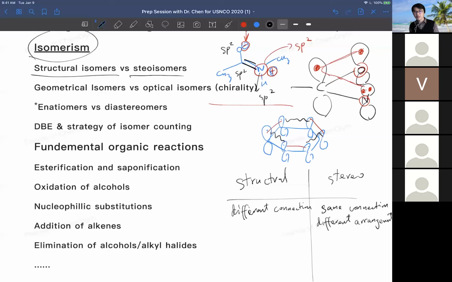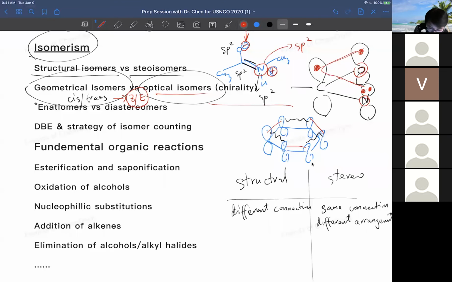Yeah, so this is the major difference between the structural isomer and the stereoisomer. And then we can further divide the stereoisomer into two types. The first one is called geometric isomer. Geometric basically means cis and trans. If you read a little bit more, you can extend it to Z and E. But today, I'm not going to talk about Z and E, okay?